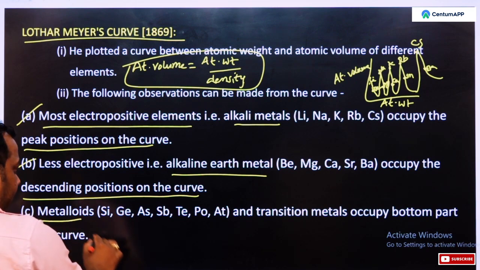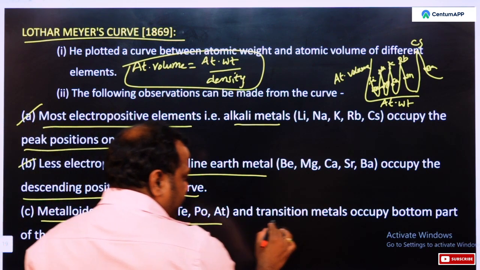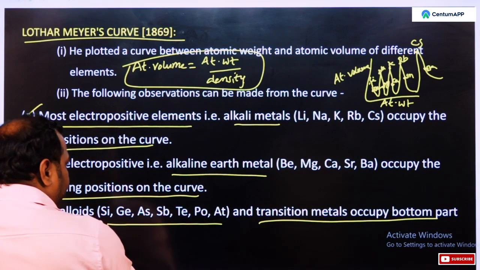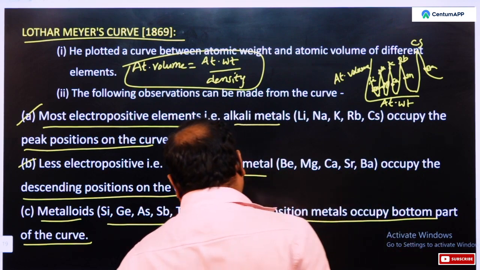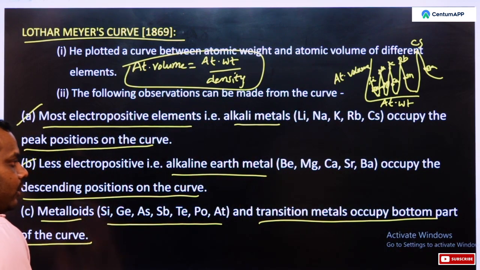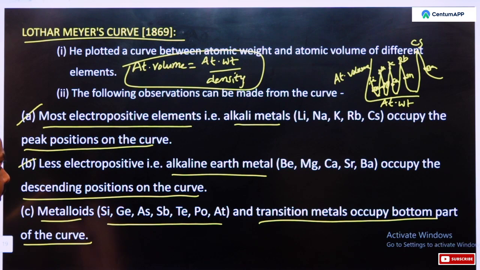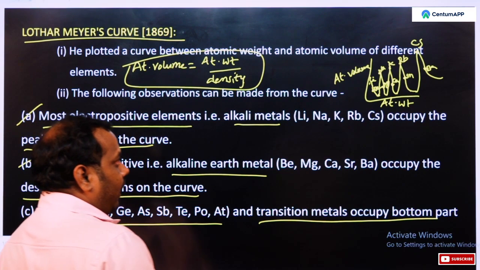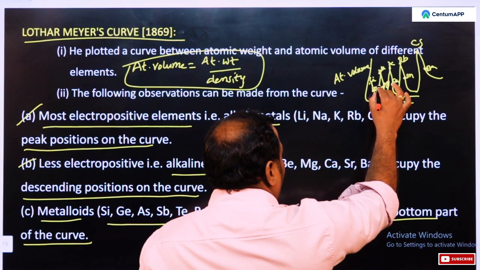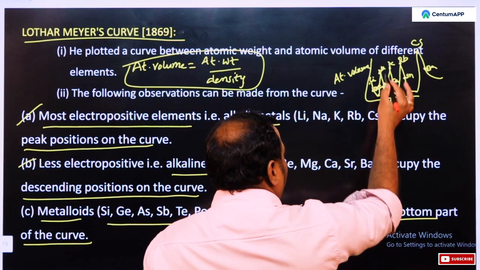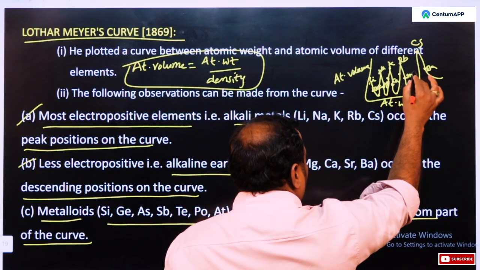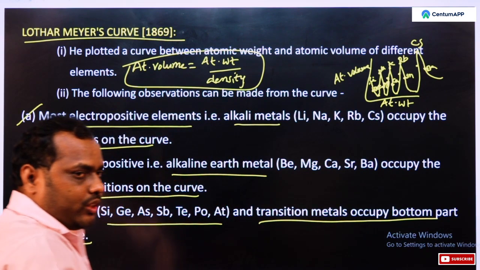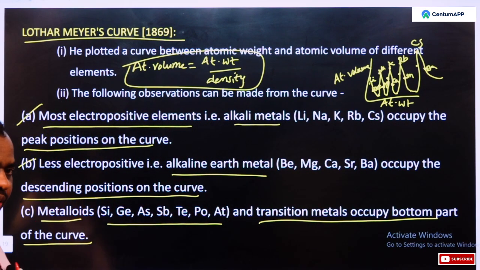Next, metalloids and transition elements occupy the bottom part of the curve. Next, one more important group: halogens are also there. What position are halogens occupying? The ascending position of the curve. Halogens are occupying the ascending position of the curve.